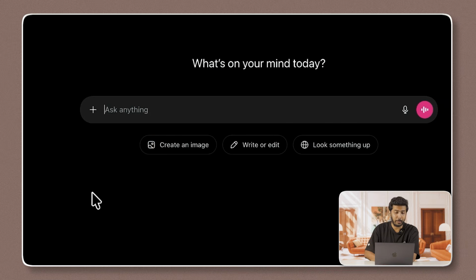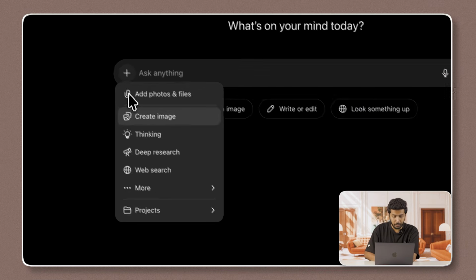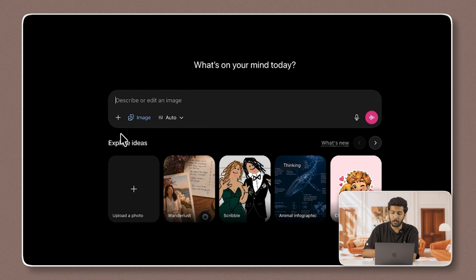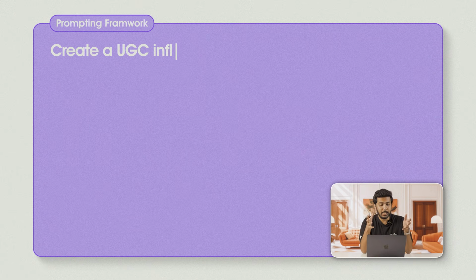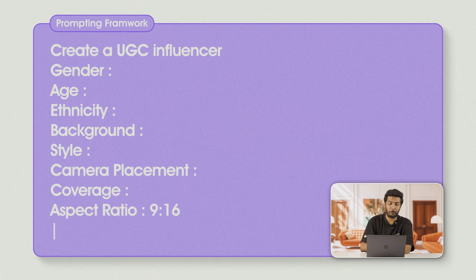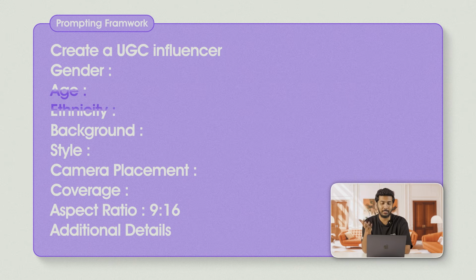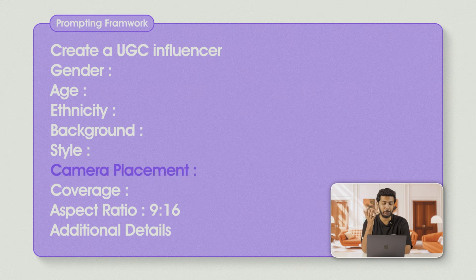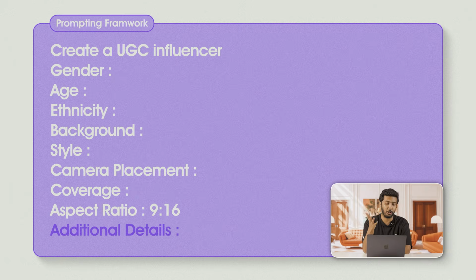I'll now go to ChatGPT. I'll click on this plus icon and I'll click on create images and go ahead and write my prompt. By the way, you can also use these models from websites like OpenArt and Higgsfield as well. Now, here's the first prompting framework I'll be giving you. Let's read out the prompt. Create a UGC influencer followed by a bunch of parameters. There's gender, age, ethnicity, background, style, camera placement, coverage, aspect ratio, and additional details.